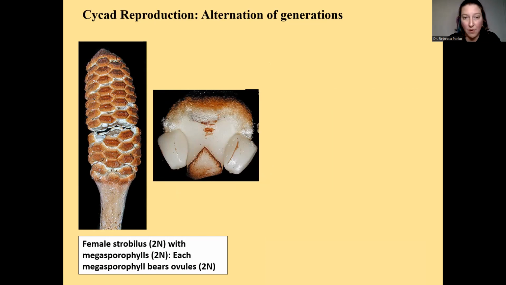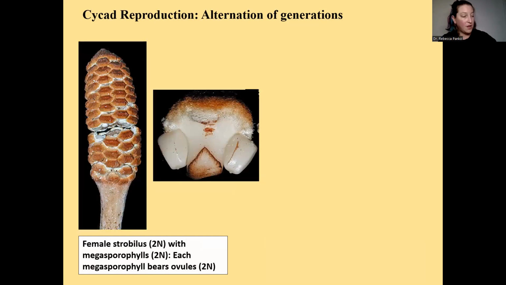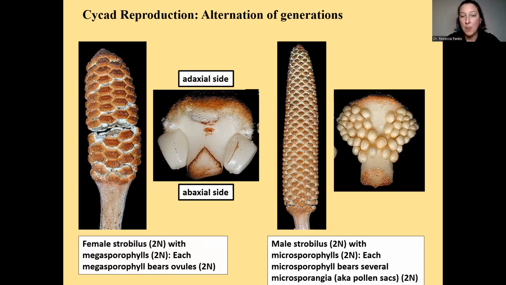Here's what's on the male plant, right? Because we're strictly dioecious. Male plants and female plants. Female plant has ovules on it. Male plant has microsporangia on it, aka pollen sacs.